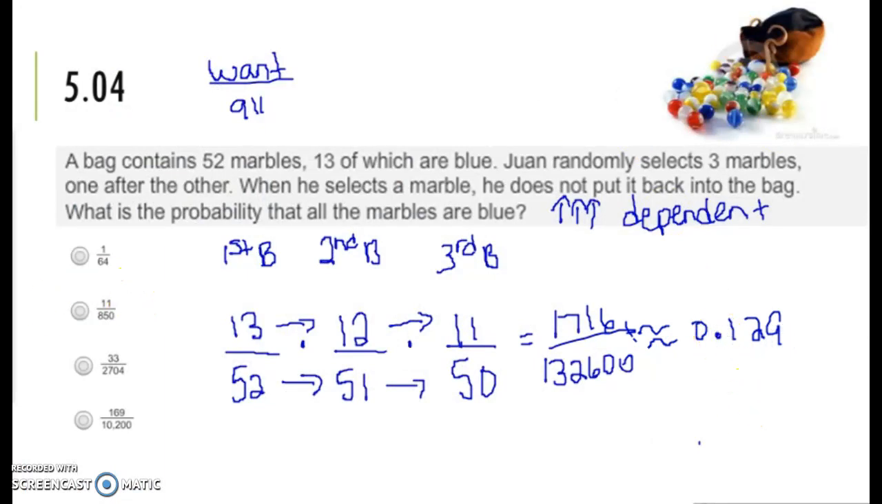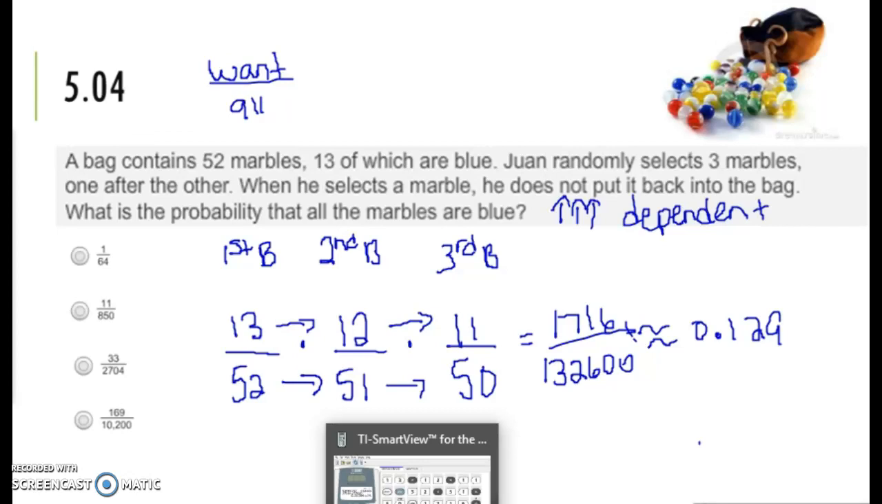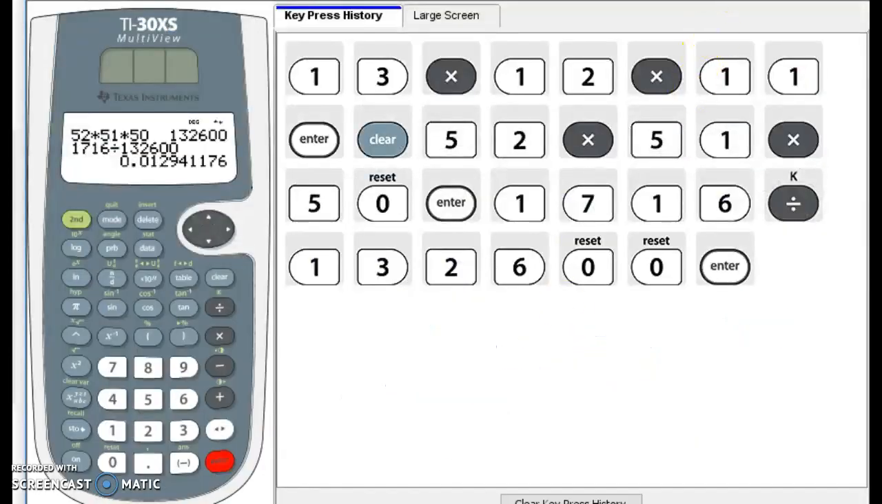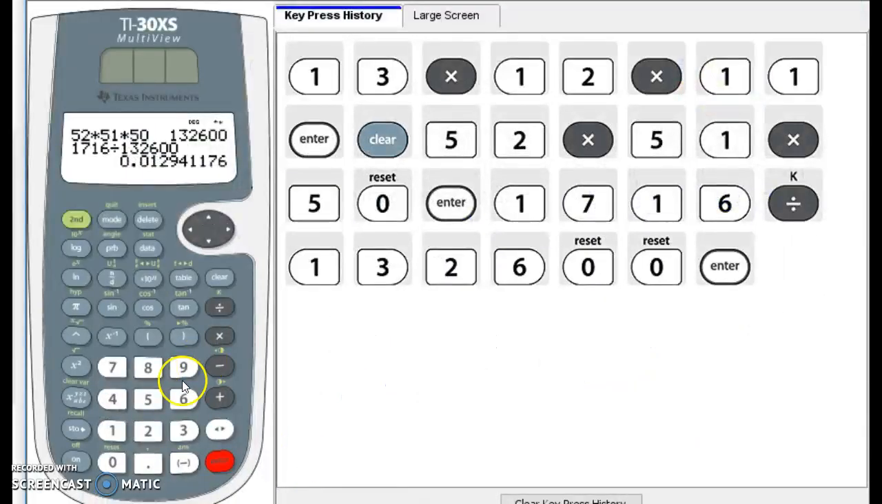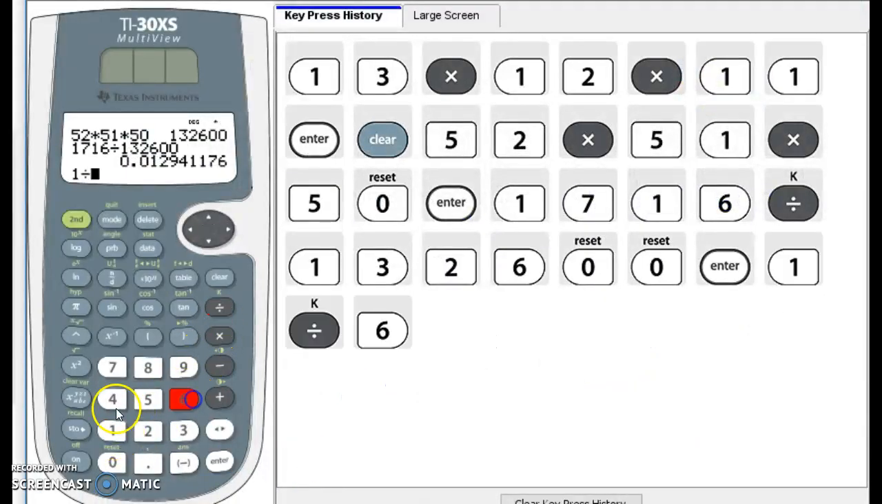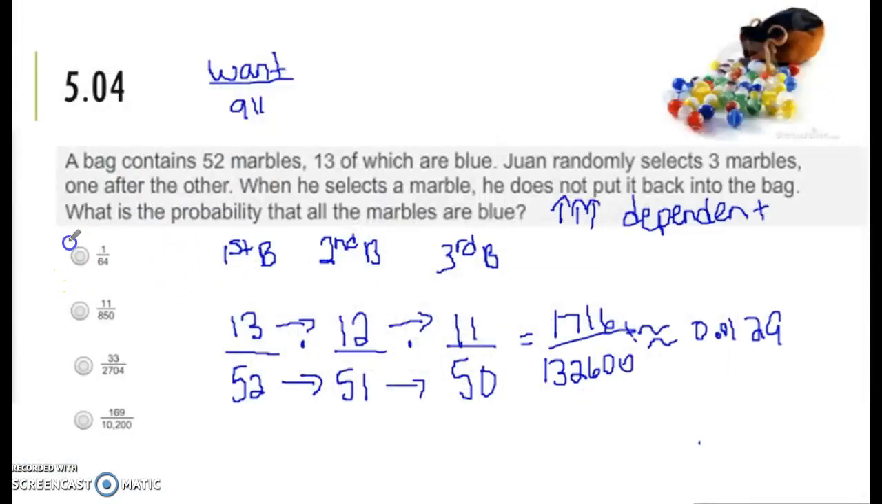And then I'm going to take each of my answer options and turn those into decimals to compare which one is the same. I missed a 0 here. Whoops, I'm going to squeeze it in. Okay, so I'm going to take 1 over 64 and divide that to see what that is as a decimal. 1 divided by 64 is not the same, so that's not my answer. I'm going to cross that one out.